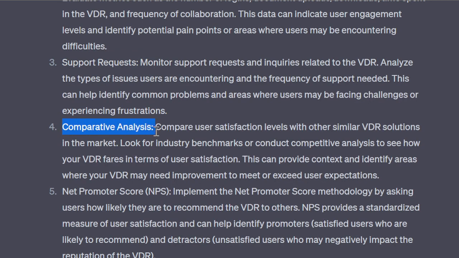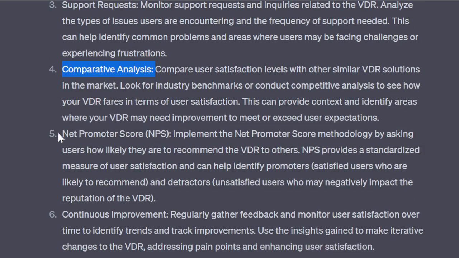Comparative analysis. Compare user satisfaction levels with other similar VDR solutions in the market. Look for industry benchmarks to conduct comparisons.